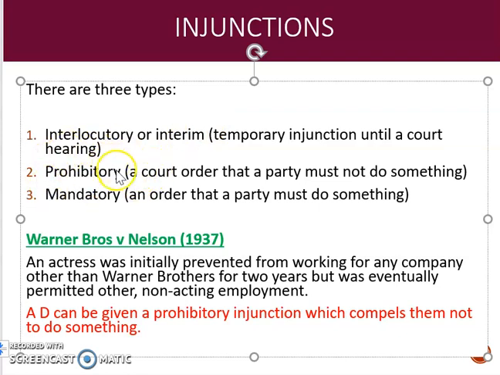Prohibitory prevents the defendant from doing a particular action. Mandatory compels a party to do something. And in the case of Warner Brothers, the principle was that a defendant can be given a prohibitory injunction which compels them not to do something as well.